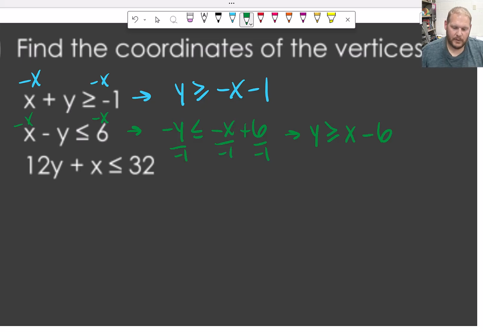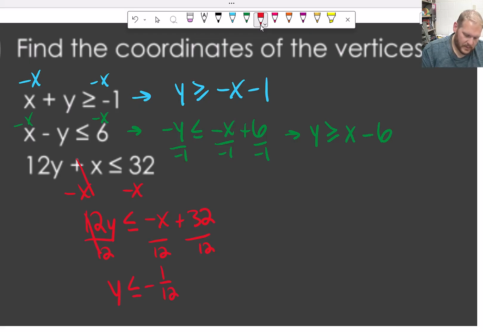Okay, my bottom one in red here, I'm going to start by subtracting x on both sides. That gives me 12y is less than or equal to negative x plus 32. And then I'll go through and divide by my 12 all the way through. So I end up with y is less than or equal to negative 1/12 x plus, what is that, 16 over 6, so 8/3. 8/3 is my y-intercept.